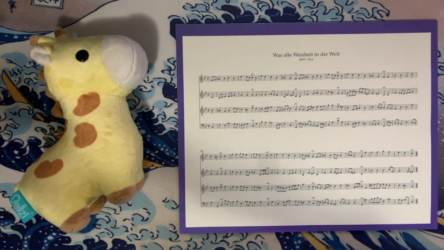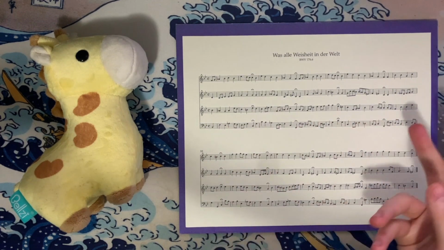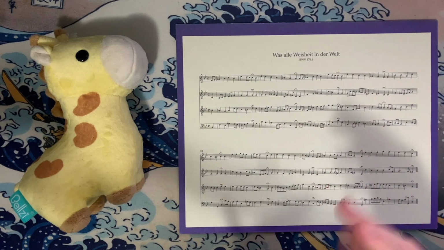Bach's chorale harmonizations. Today we're looking at Was alle Weisheit in der Welt, which translates to the mystery hidden from the eyes. This is a very dense chorale. It looks like a lot on the page, but the first and second sections are somewhat repetitious.